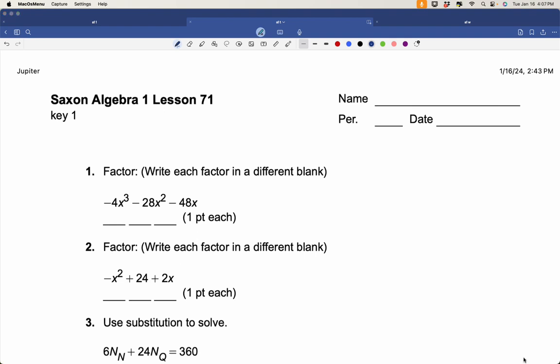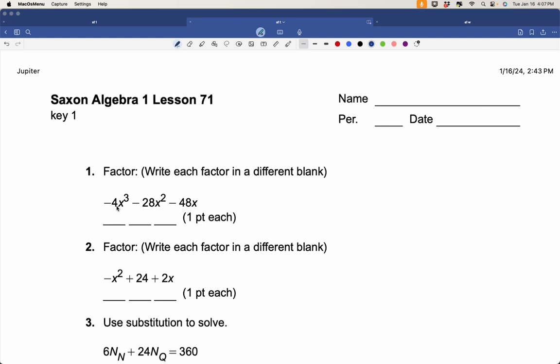All right, lesson 71. We are going to write each factor in a different blank. And what we're going to do is find the greatest common factor first. Obviously, we cannot factor x cubed. That means something has to come out of each one of these to reduce it down to something that we can factor as a trinomial.